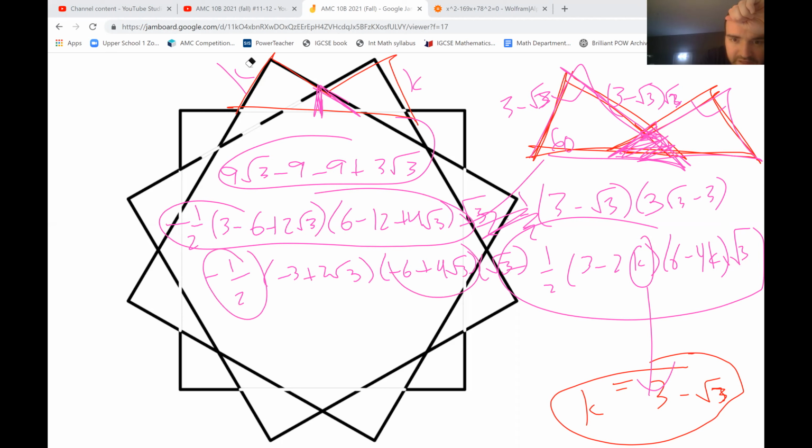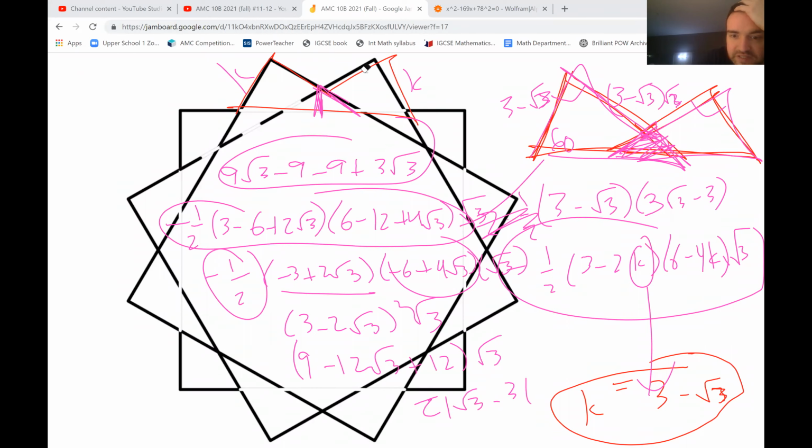Now, if I multiply the half by this, it just becomes basically that. So it's like 3 minus 2 root 3 squared, times root 3. So that's going to be what? 9 minus 12 root 3 plus 4 times 3 is 12, right? Times root 3. So that's going to give me 18. Oh, no, 21 root 3 minus 36, right? So I get 21 root 3 minus 36, and I'm subtracting that. So I'm subtracting this from this, right?